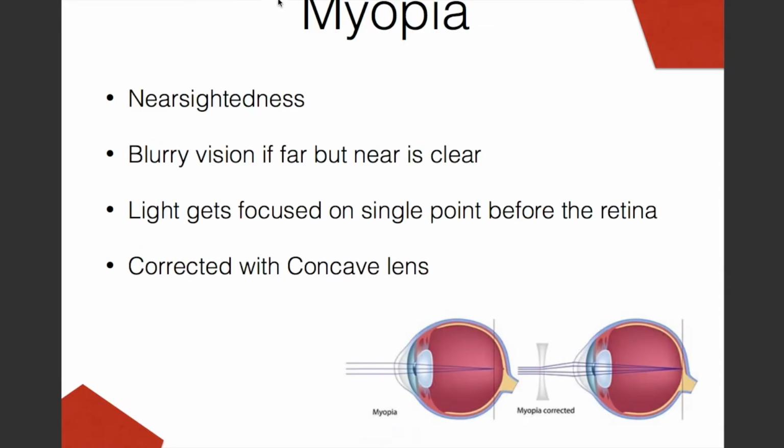So for myopia, our first one, it's also known as nearsightedness, where basically you can see near objects. Near objects are clear, but you get blurry vision if the object is far. What happens is that the light gets focused on a single point, but the point is before the retina, and that's why it gets blurry if it's far. You correct it with a concave lens. As you can see here, the light gets focused before the retina, but if you get a concave lens, the light's going to get focused on the retina, and so it's fixed.